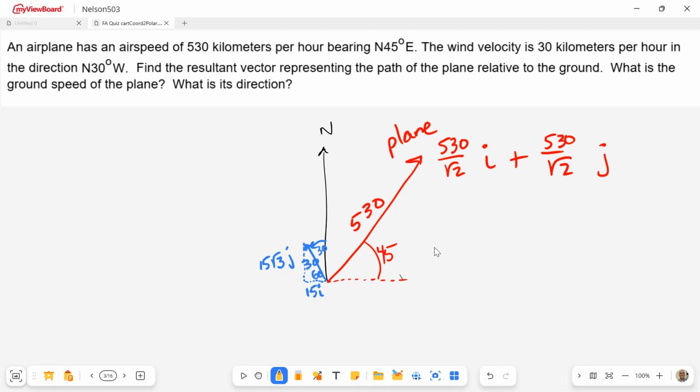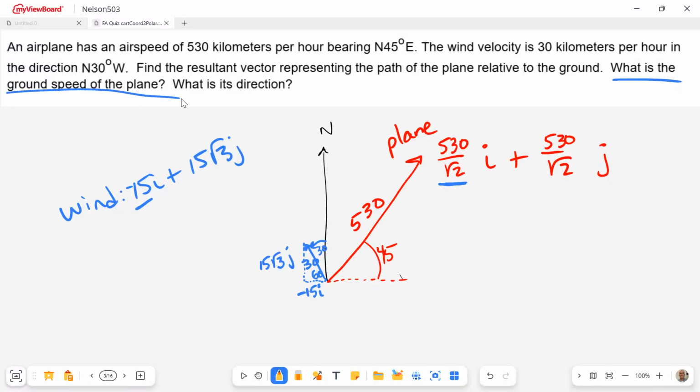All right, so if I want to just write out the wind vector, then I put those next to each other. It's got to be a negative 15i because we're going to the left. Negative 15i plus 15 square root of 3 j. Now I want to add those two together, and you can see 15 and 530 over square root of 2, they're not going to be able to be combined because this is an irrational number. This is a rational number. So no can do.